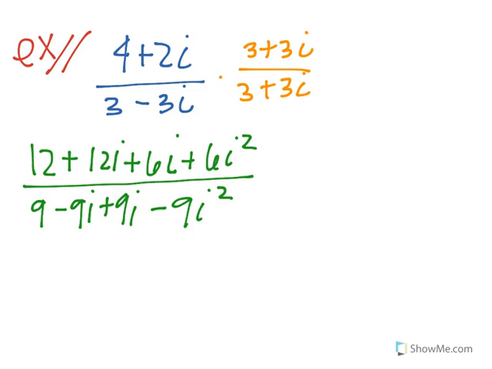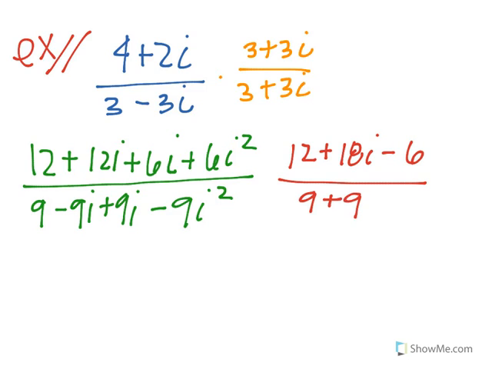FOILing correctly is a very important step in the process. Okay, let's combine these like terms. We would have had a 0 on the bottom, and that's not allowed. No dividing by 0. Right, got our top. There we go. We've got our new complex numbers.